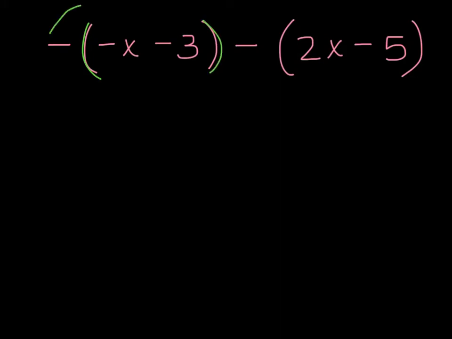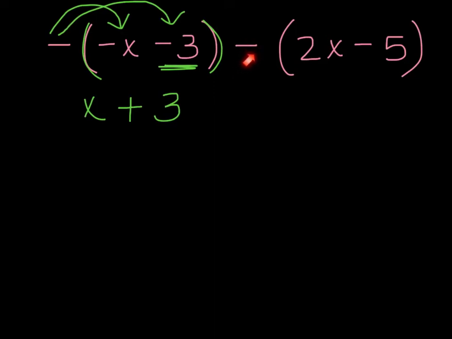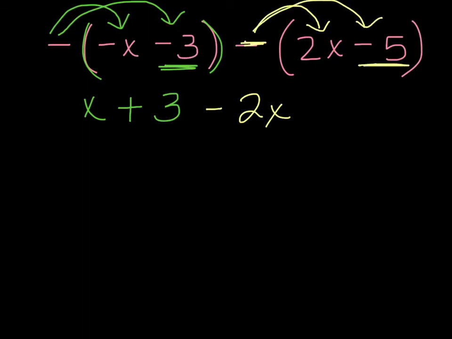So I need to think, what's the opposite of negative x? That's positive x. And then, what's the opposite of a negative 3? That's a positive 3. So that's what that part changes to. Now if I come back here, it says I have to minus everything inside here. So again, I have to distribute that minus sign to both of these things. What's the opposite of 2x? That's negative 2x. And what's the opposite of negative 5? That's a positive 5, so I'm going to write plus 5.